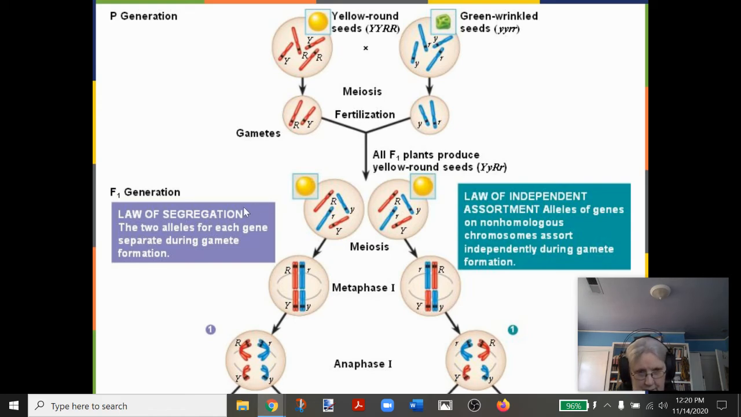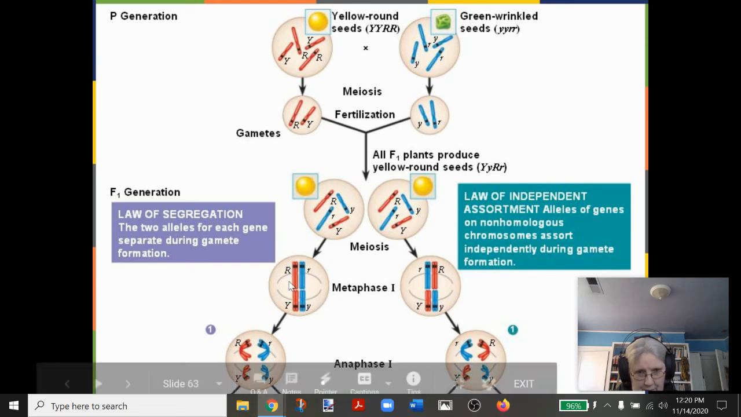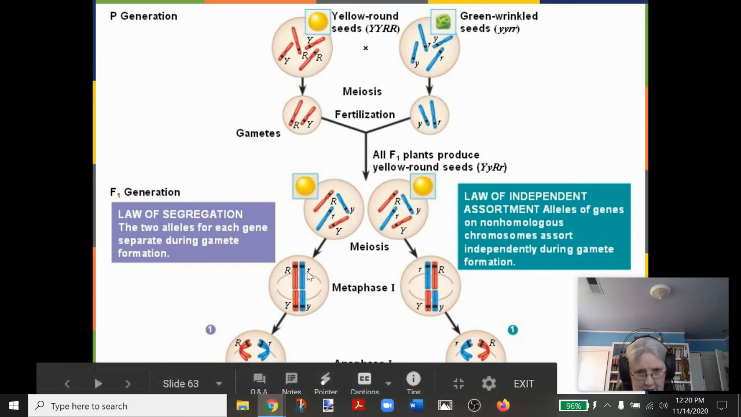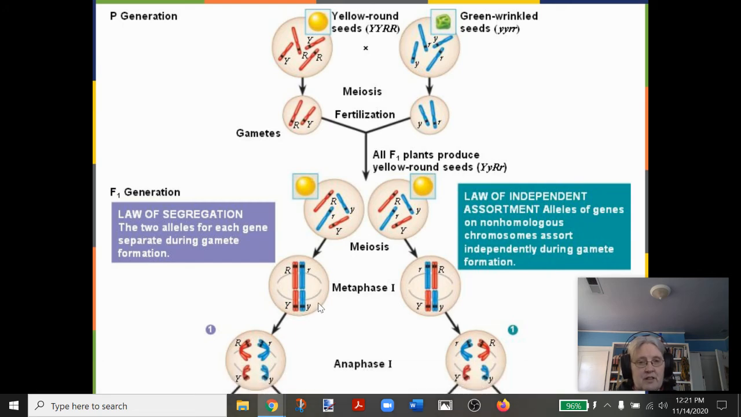And here we see at this stage we have the big R and little r and big Y and little y. They have got to match up because these are the homologous chromosomes. And they form what we call a tetrad. It is also referred to as a bivalent.